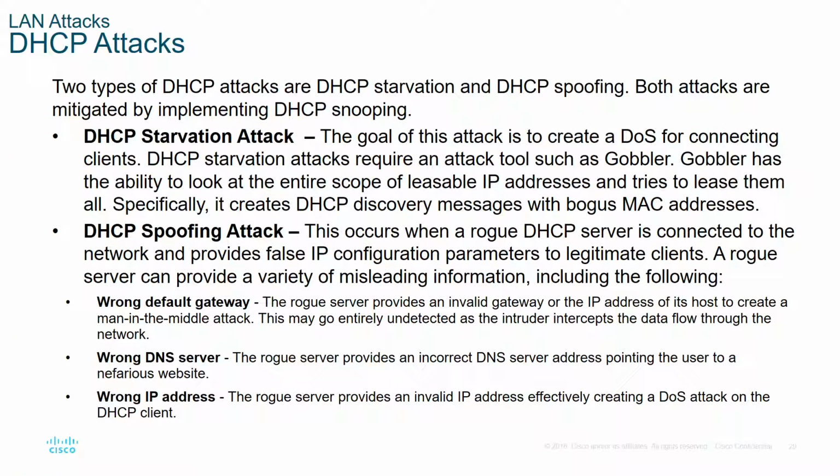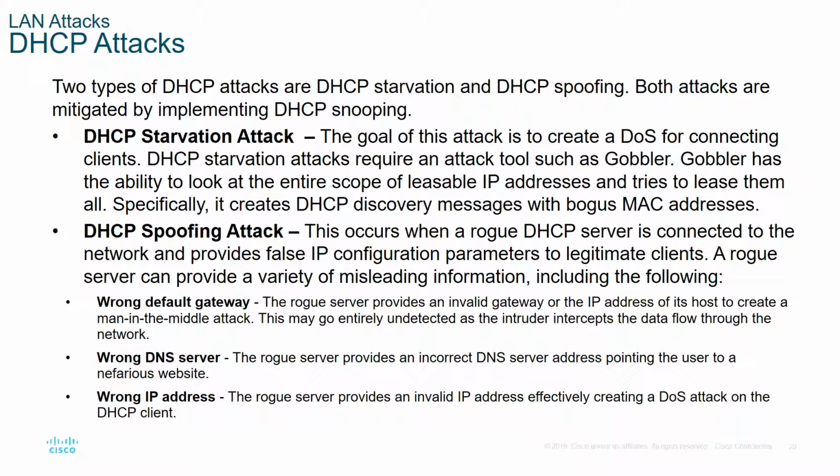DHCP attacks. Two types of DHCP attacks are DHCP starvation and DHCP spoofing. Both attacks are mitigated by implementing DHCP snooping. DHCP starvation attack. The goal of this attack is to create a DoS, a denial of service, for connecting clients. DHCP starvation attacks require an attack tool such as Gobbler. Gobbler has the ability to look at the entire scope of leasable IP addresses and tries to lease them all. Specifically, it creates DHCP discovery messages with bogus MAC addresses.